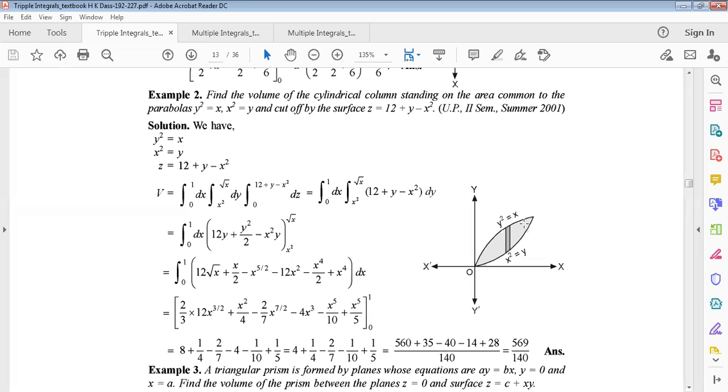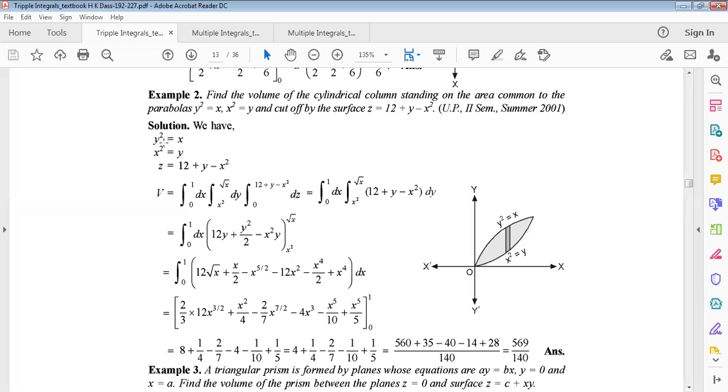Actually, if we solve these two, y square equal to x and x is equal to y, then what will be the value of y? If we put x equals y square here, then what will this be?